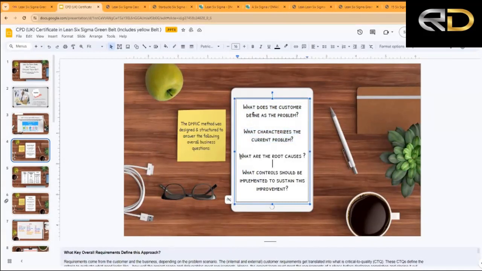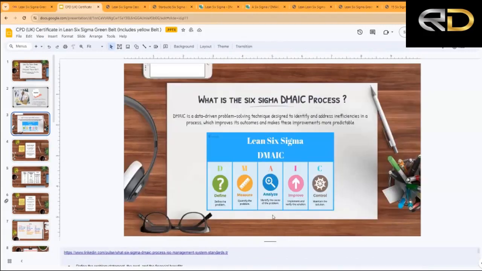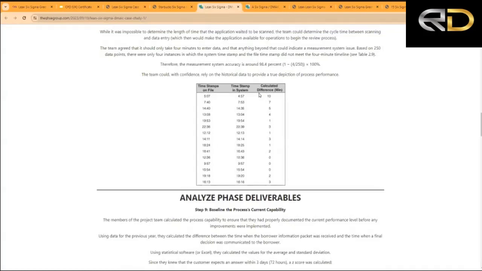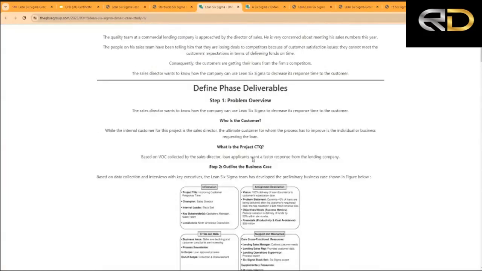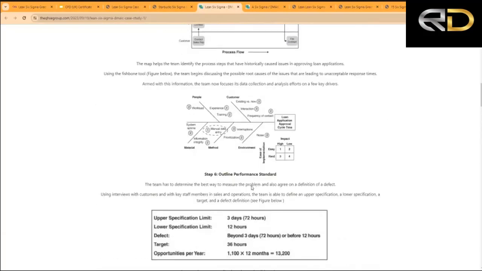So we are now going to answer this question: what are the root causes? That means we have to analyze. We have to identify the cause of the problem. And at this point, it's very important for you to know that the problem has somewhat changed here. It started as this: we need faster response from the bank. But now, this is our problem right here.